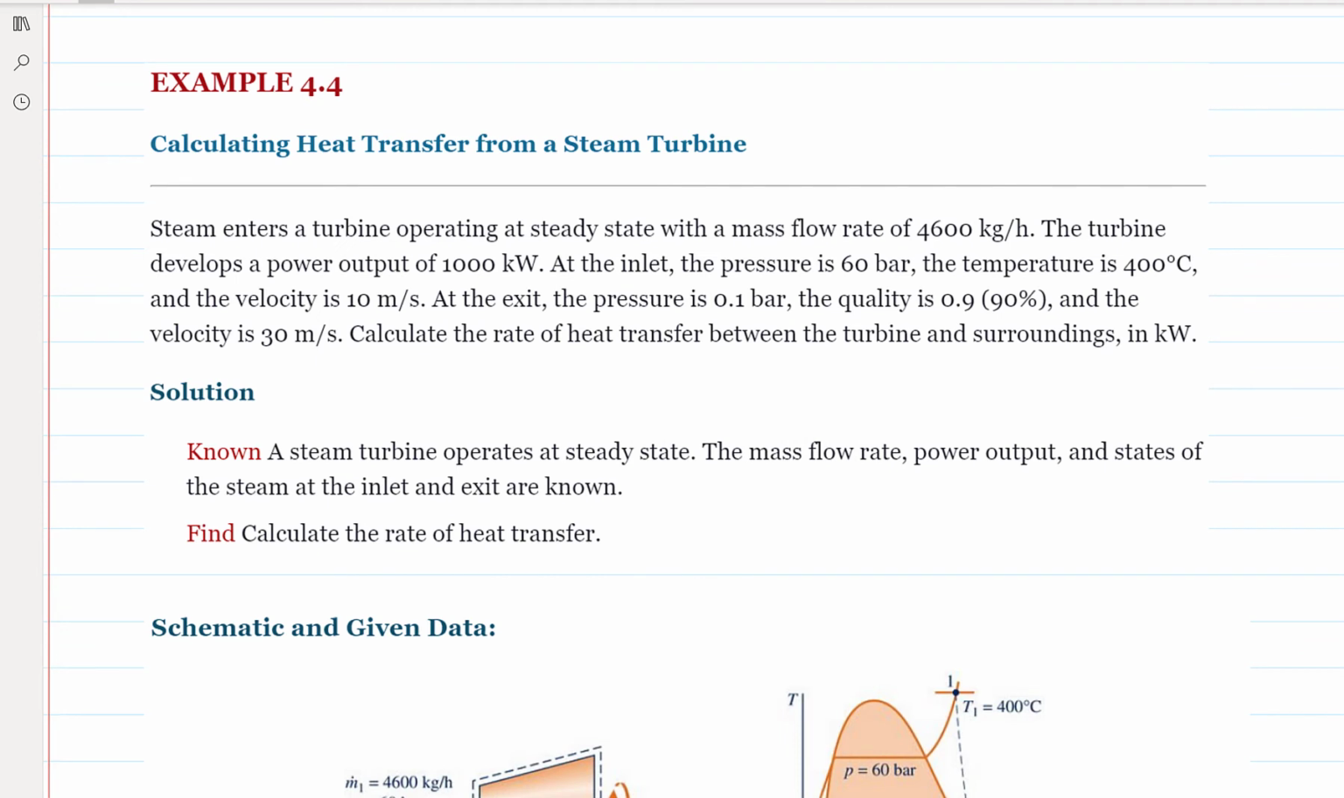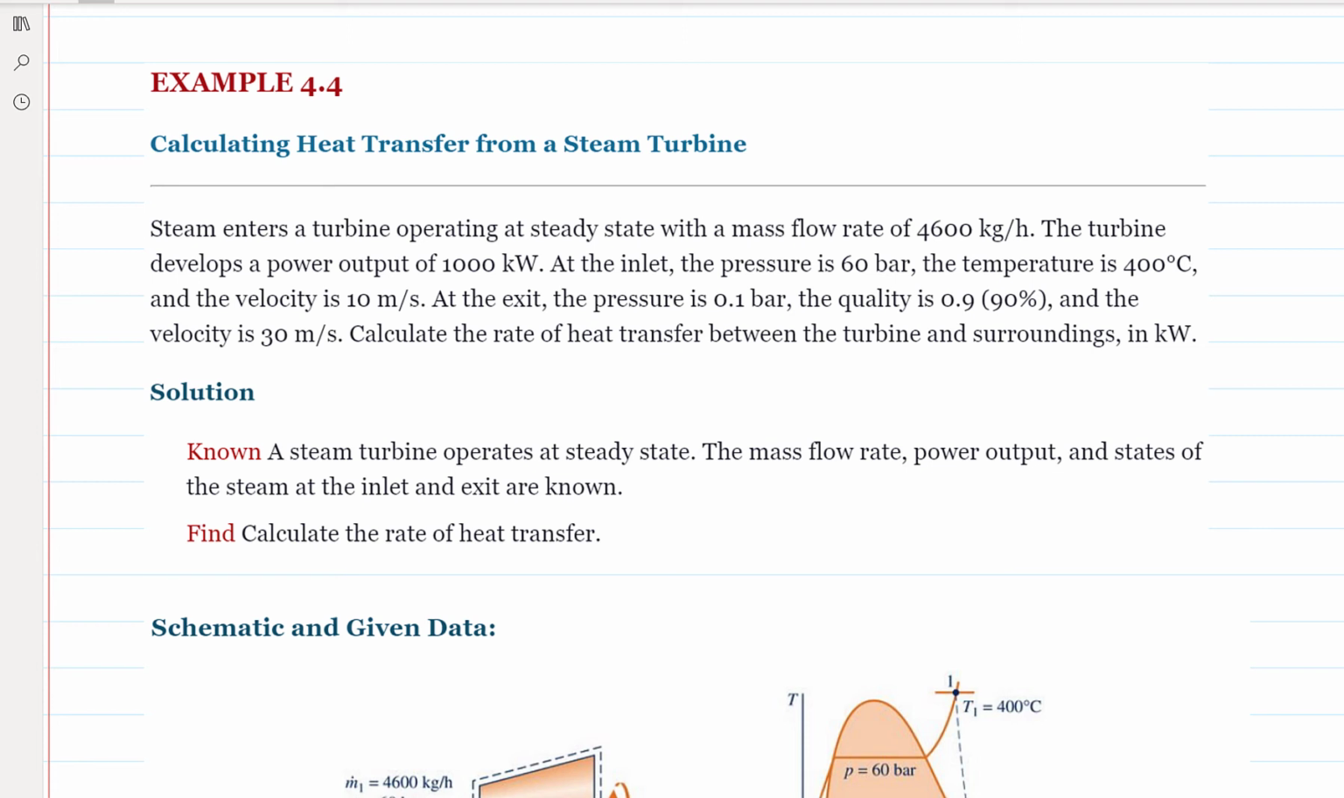Example 4.4. Steam enters a turbine operating at steady state with a mass flow rate of 4,600 kg per hour. The turbine develops a power output of 1000 kW. At the inlet, the pressure is 60 bar, temperature is 400 degrees Celsius, velocity is 10 meters per second. So since we know the pressure and temperature at the inlet, we can fix the state, and the work output is given. At the exit, pressure is 0.1 bar, and the quality is 0.9.